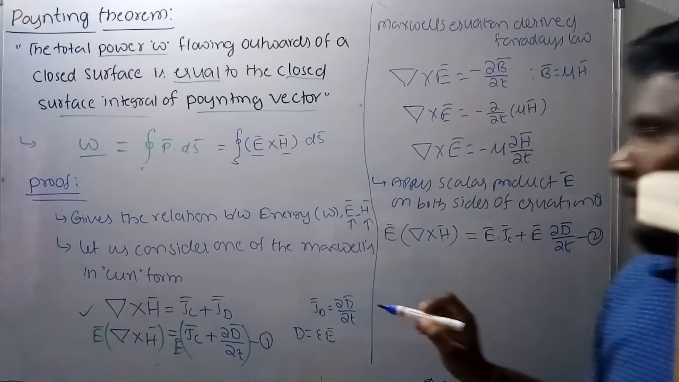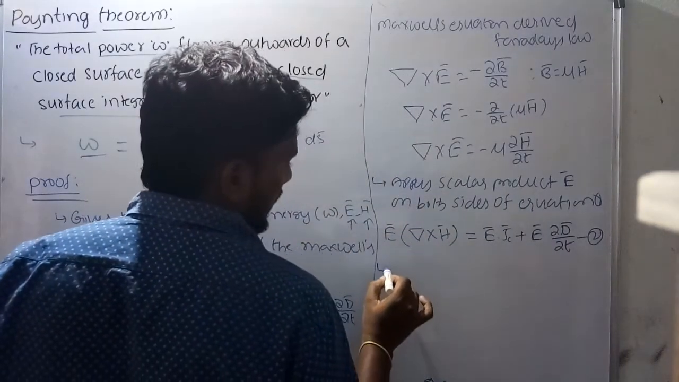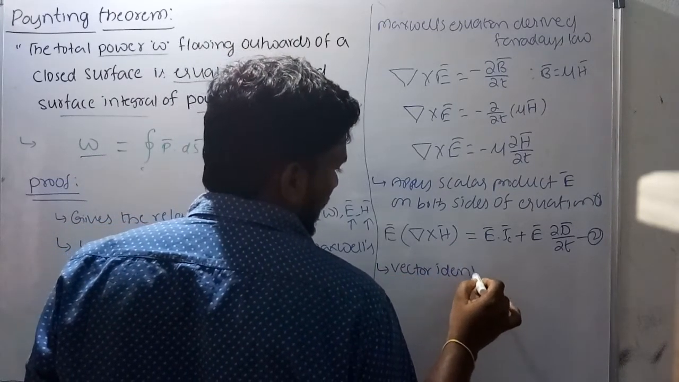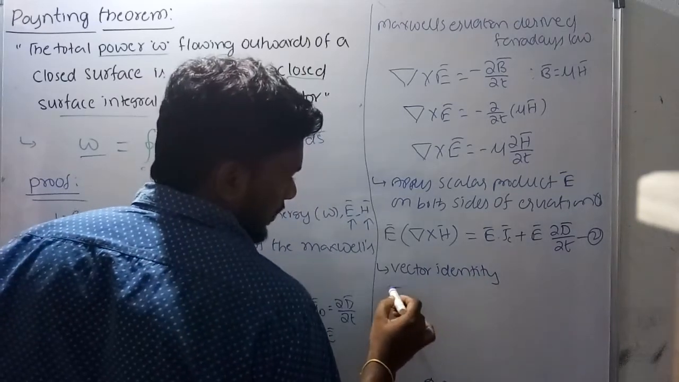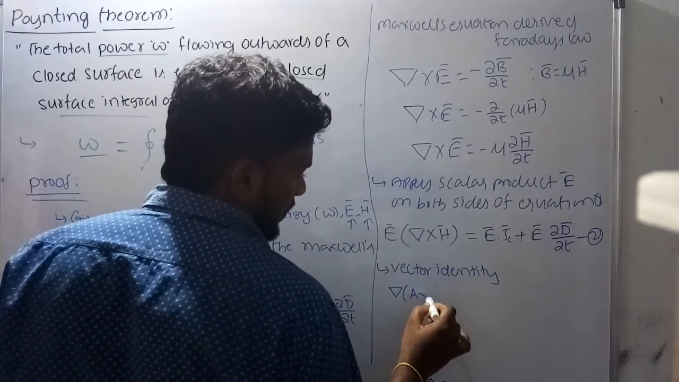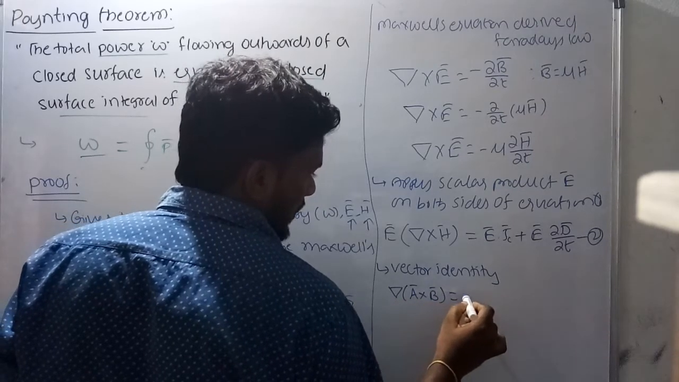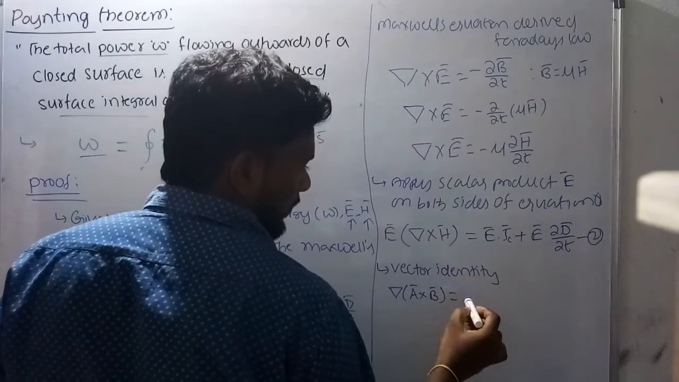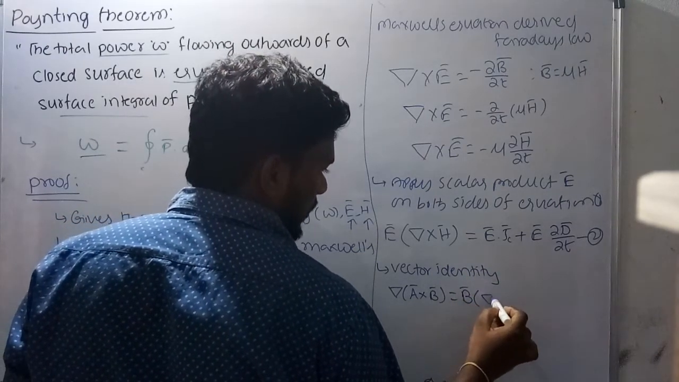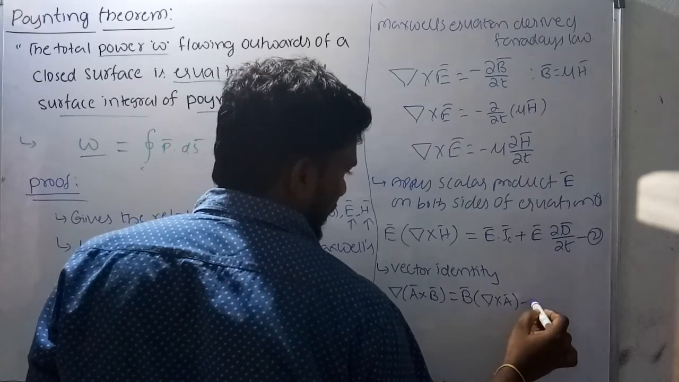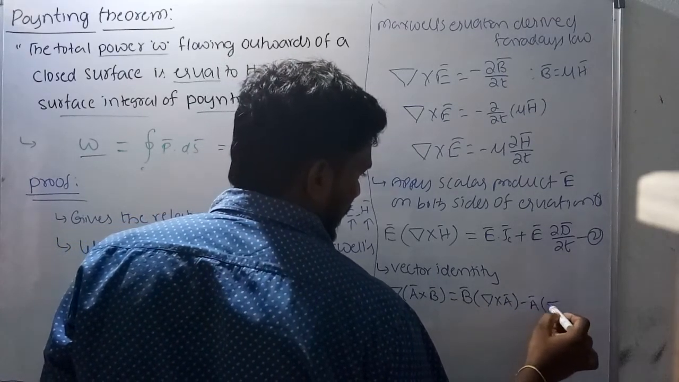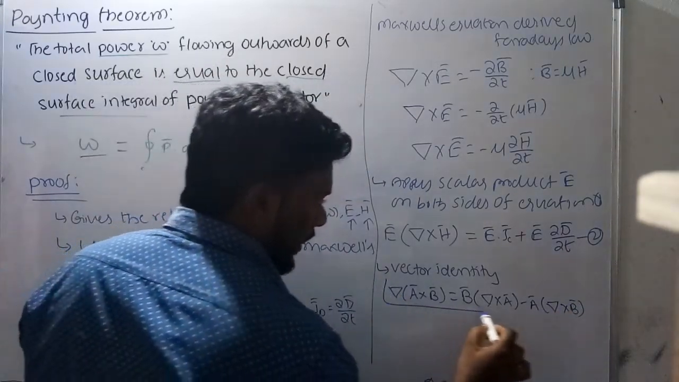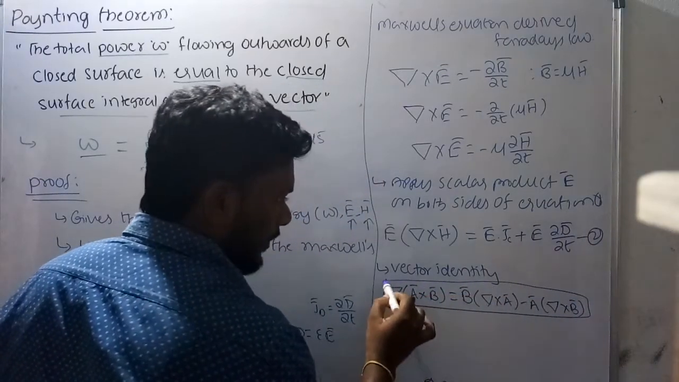Now consider a vector identity. There is a vector identity like this: del dot of A bar cross B bar equals B bar dot del cross A bar minus A bar dot del cross B bar. So this is a vector identity, or curl property, between the two vectors.